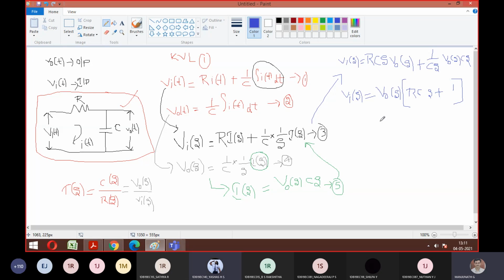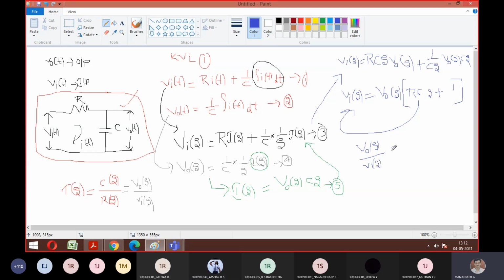So now can we have a ratio easily? What type of ratio do I want? I want output by input. Don't take input by output. So I need to transfer this side. Yes or no? So if we take the output by input ratio, tell me what is the answer. V_o, 1 by RCs plus 1. Good. So V_o(s) by V_i(s) is what I want. That is the transfer function we are looking for.